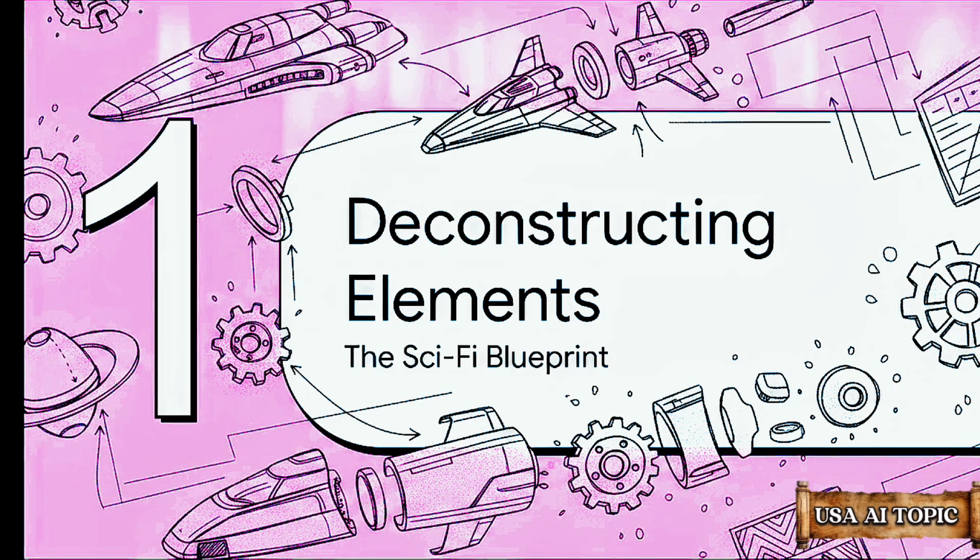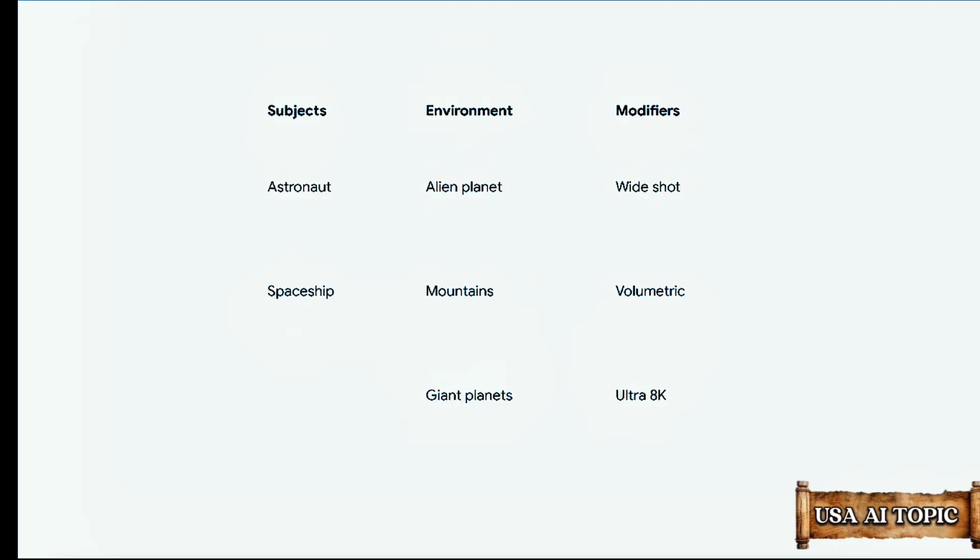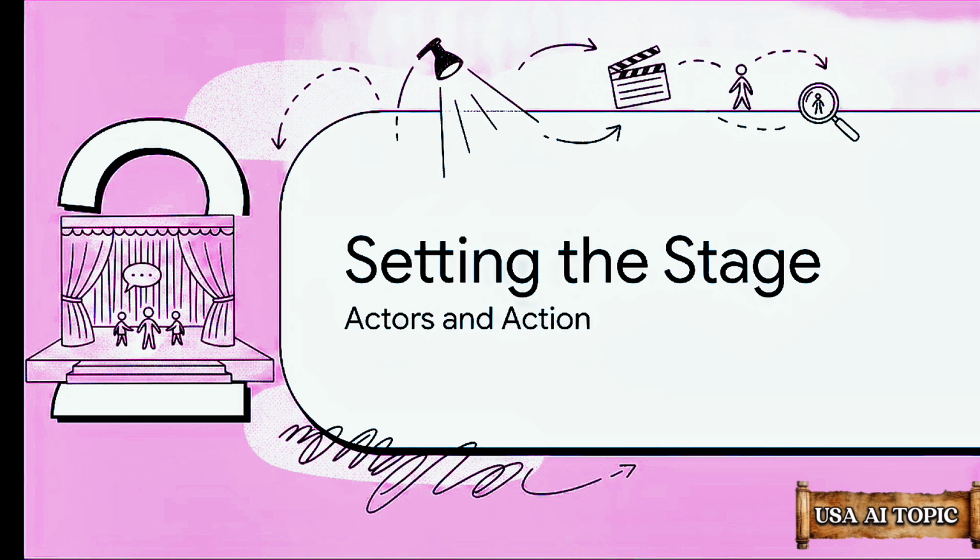Section 1, the sci-fi blueprint. Deconstructing the elements. And this brilliantly illustrates the concept of a layered blueprint. We can actually break that overwhelming sentence down into 3 distinct columns. First, we separate the raw actors, our subjects like the astronaut and the spaceship. Next is the environmental canvas they exist within. And finally, we have the modifiers. That's your cinematic polish and technical specs that give the scene its texture. By compartmentalizing the text this way, it stops being this messy jumble of words and suddenly becomes a structured engineering schematic.